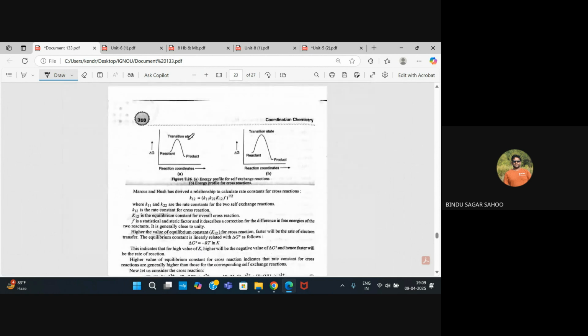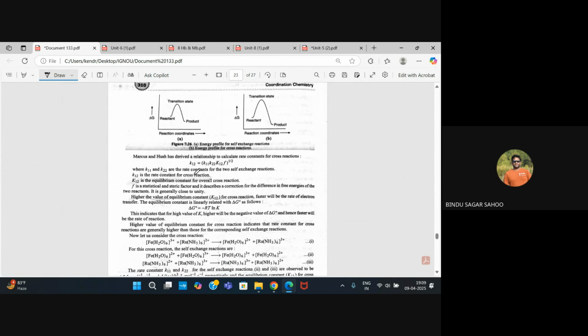Okay, so there is some short note type question he can ask. What is cross reaction? Details about the cross reactions. What is self exchange reaction? And there is a relationship between cross reaction and self exchange reaction. This relationship is represented by the Marcus-Hush theory. This one is most important.